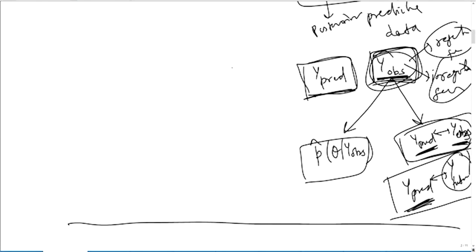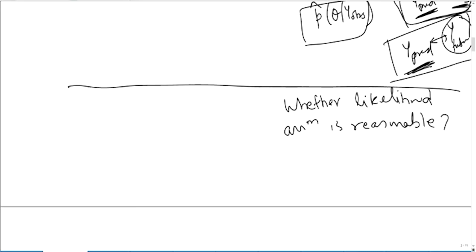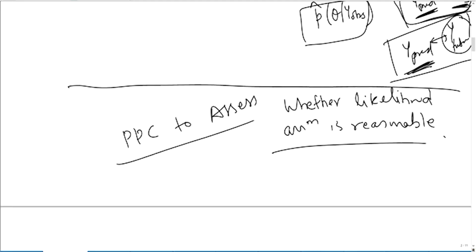Well, one important use case of posterior predictive checks is to check whether the likelihood assumption is reasonable. So, using posterior predictive checks, we can assess whether our likelihood assumption is reasonable or not.